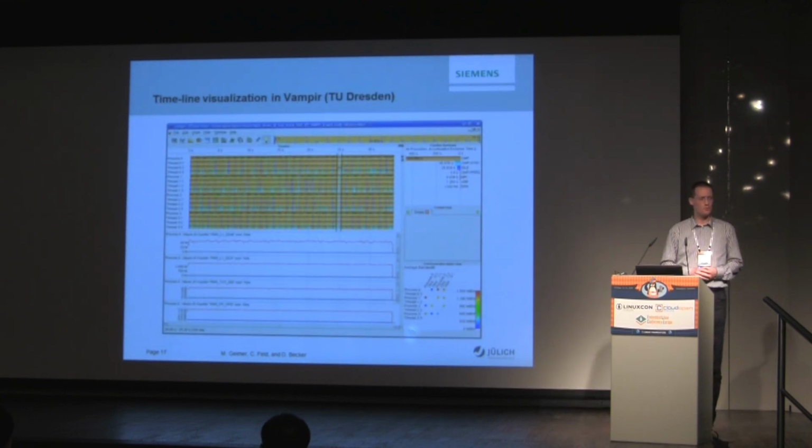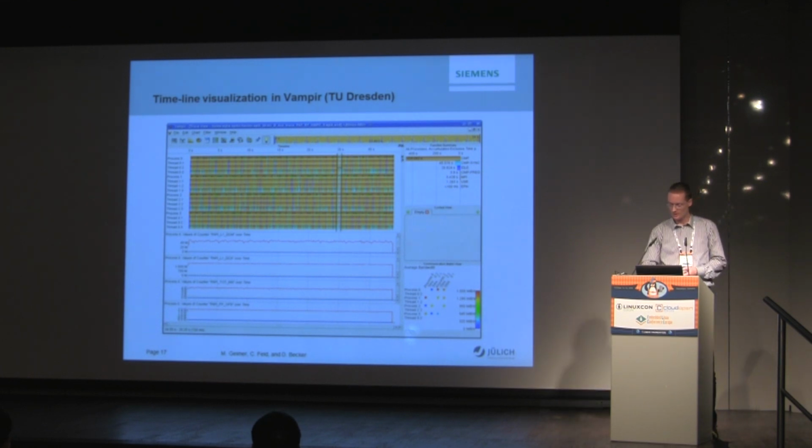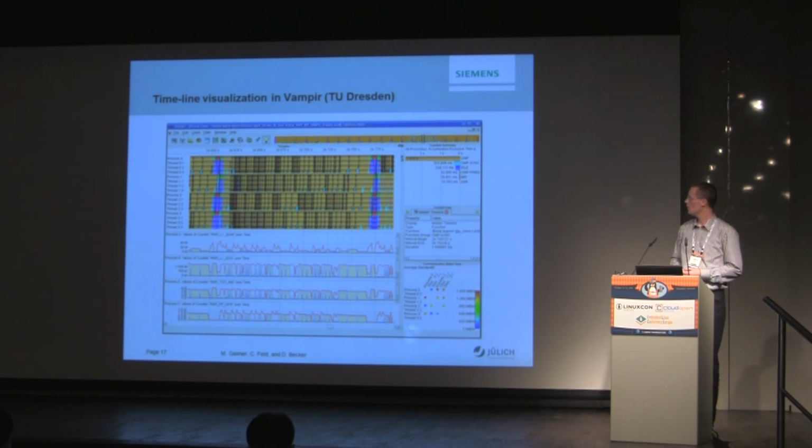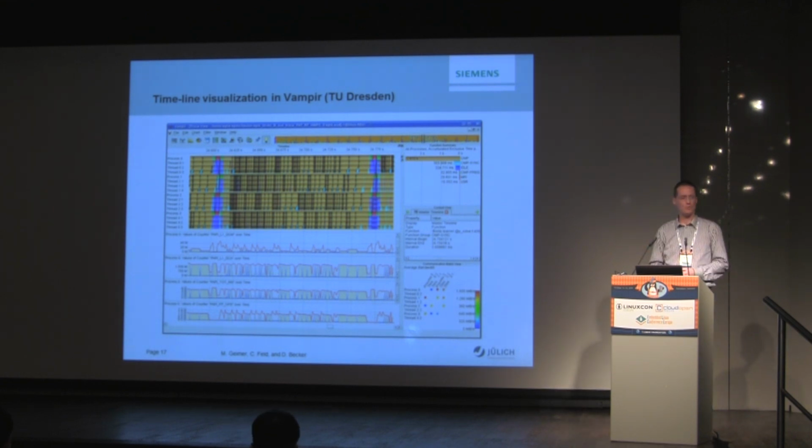So what can you do with these traces? You can do a timeline visualization of these traces in Vampir. So you see the overall timeline at the top. You see process-specific counter timelines at the bottom. Of course, you can zoom in to get more details and really dig down into the problem.